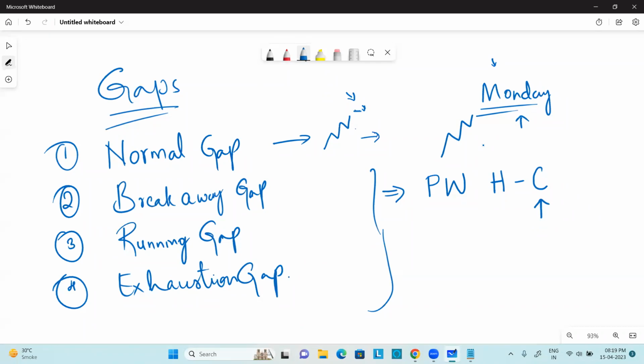Not necessarily. If it closed above resistance, it is not necessary that it will open gap up. It can also open gap down. It can create a trap. I will show you. So don't expect. Sometimes I keep telling you, don't expect, just go with what the market does.